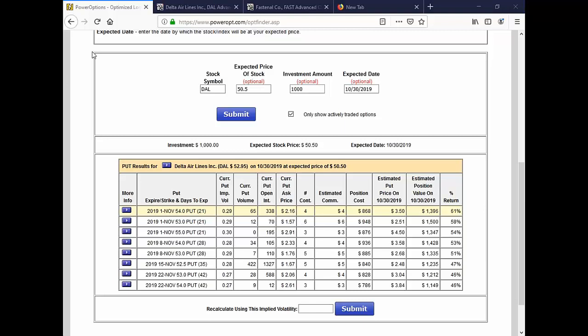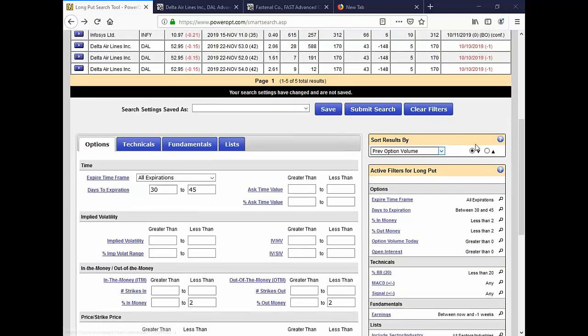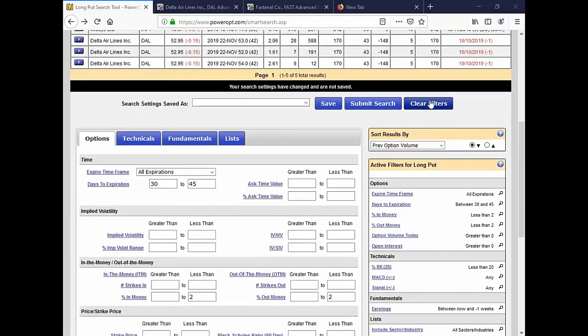But again, as I mentioned to you, that search screen you do, keep it very simple. Clear out the filters. There we go. Hit clear filters first. Put in your desired expiration.